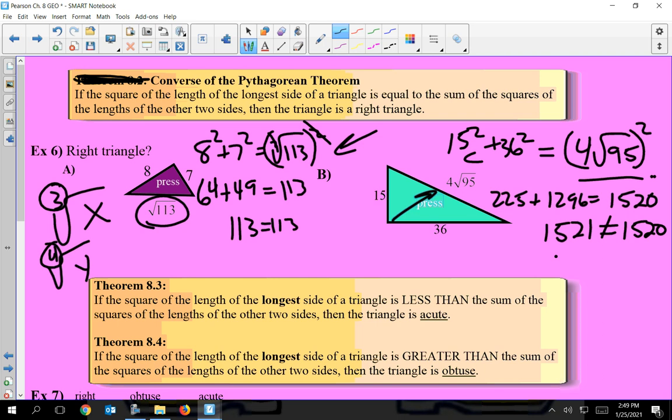So there you go. When I do my math, I do not get the same thing on both sides. So this is no, it's not a right triangle. So that's kind of what you're trying to prove. Is it a right triangle or not?